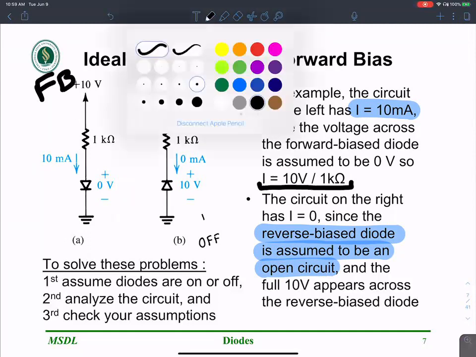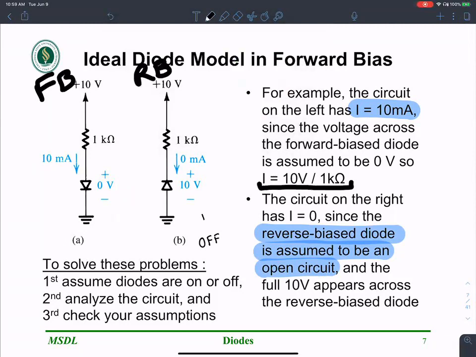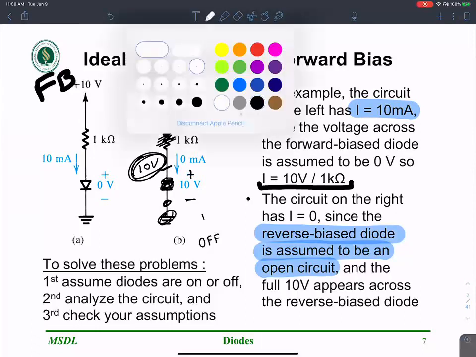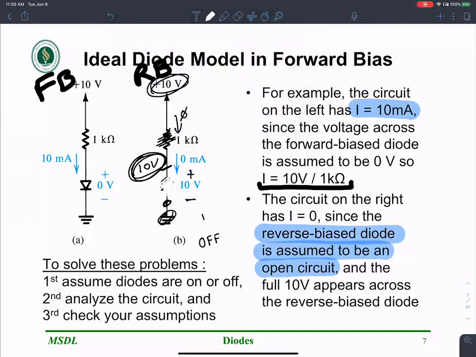The diode in the circuit on the right is assumed to be an open circuit, and the full 10 volts appears across the reverse biased diode. This is assumed to be 10 volts because there is no current flowing in here, so there is no voltage dropped here. The 10 volts that I apply here is going to show up there, and this is going to be an open circuit. All the 10 volts is going to show up across that open circuit. Okay, so this is the idea. Questions, please.